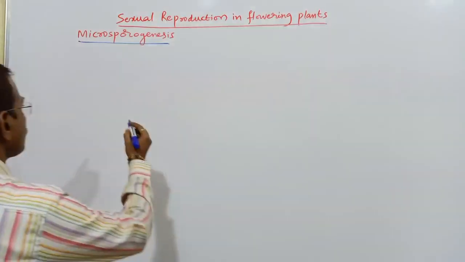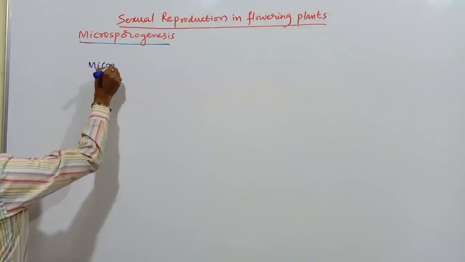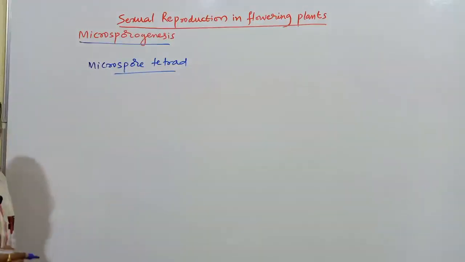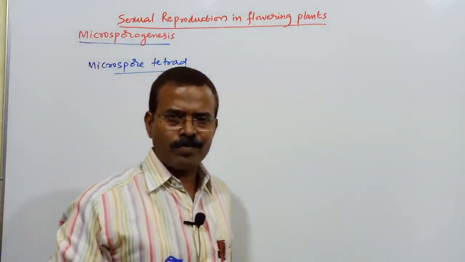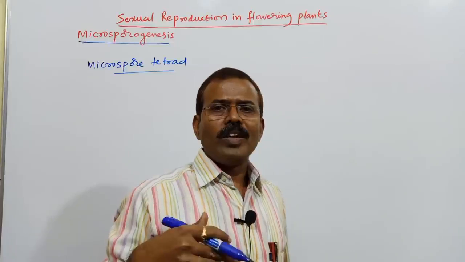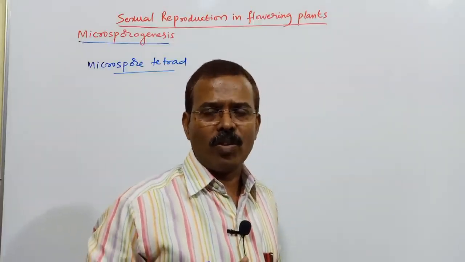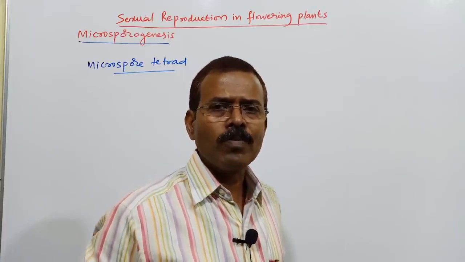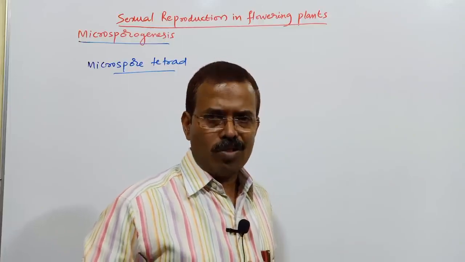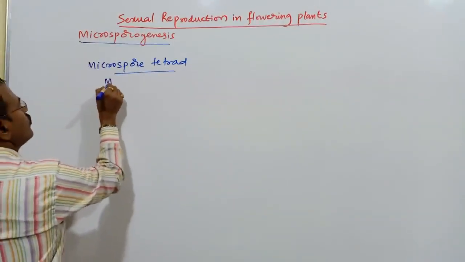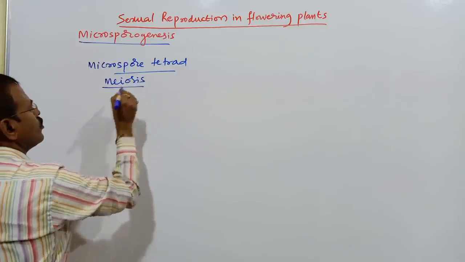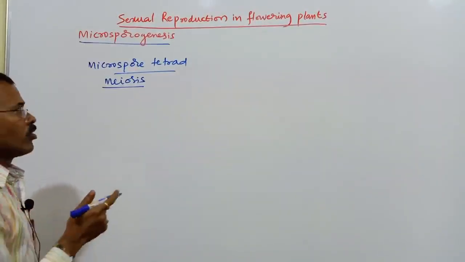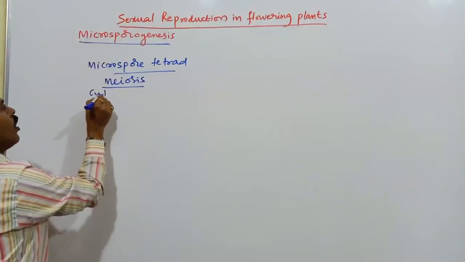So here microspore tetrads are produced. After the nuclear division, after the karyokinetic division, when the pollen mother cell or microspore mother cell nucleus divides, it is followed by cytokinesis. So after meiosis, after the division of the nucleus, there will be cytokinesis here.